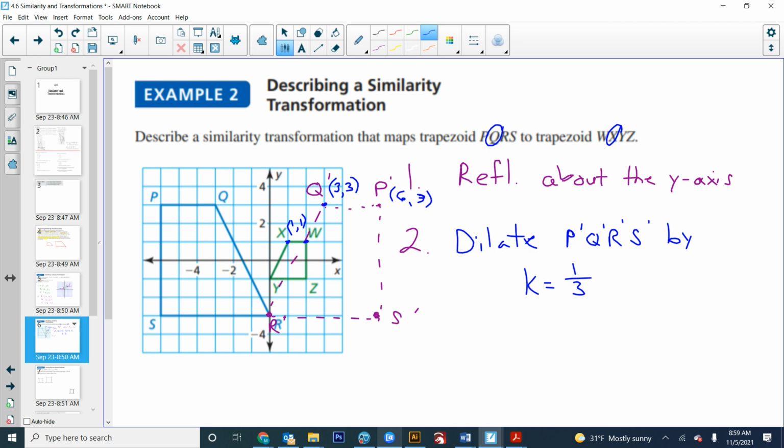Will it work for negatives? Well, R prime is down here at 0, -3. What's 1/3 of 0? 0. What's 1/3 of -3? -1. 0, -1 is where R ends up. I feel pretty confident with a scale factor of 1/3. New divided by original to get the scale factor. Good with that?